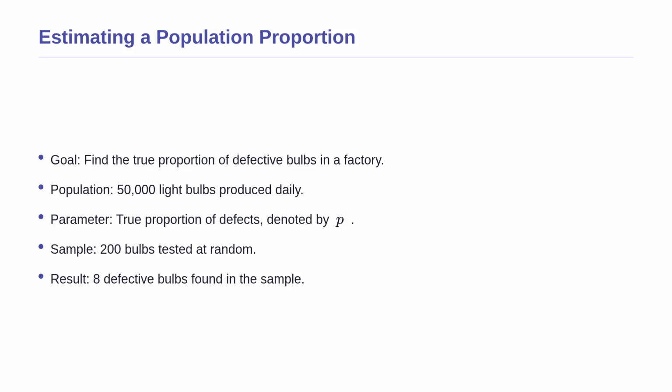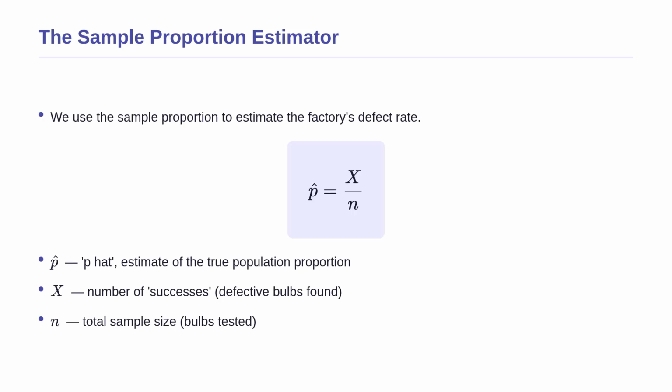To figure out the factory's defect rate, we use the sample proportion estimator. In this formula, P hat represents our estimate of the true population proportion. The variable X stands for the count of what we are looking for, in this case, the number of defective bulbs in our sample. The variable N is our total sample size. This formula simply calculates a ratio. If the number of defective bulbs X increases while our sample size stays the same, our estimate P hat will also increase.